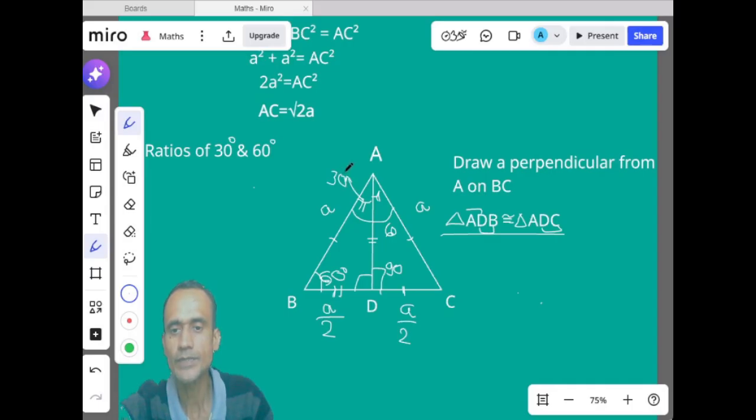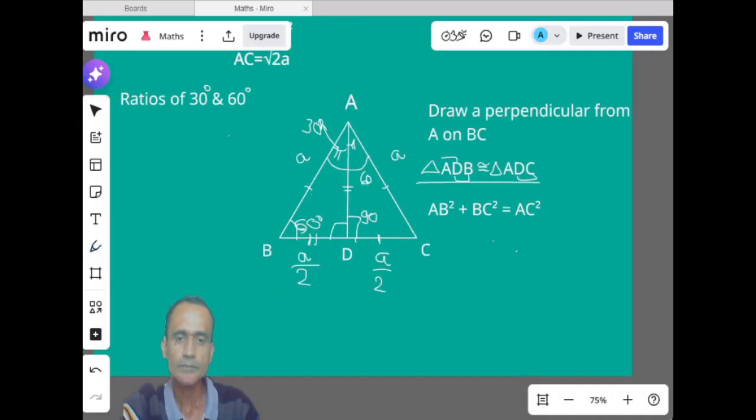So now from this same triangle we can find out the value of trigonometric ratios for 30 degree and 60 degree. Now we know side AB, which is the hypotenuse of ABD, and BD is the adjacent side for angle B. Now we need to find side AD. We can find it by Pythagoras theorem.